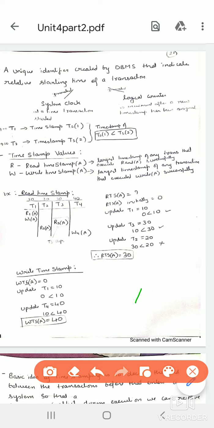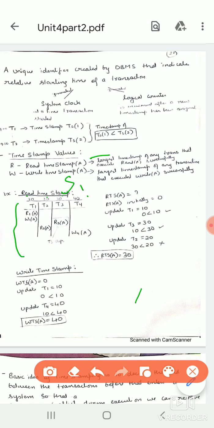So see here, write timestamp. Here it is the largest timestamp for any transaction that executes write of A successfully. For this, I'll take an example. There is one schedule here, S1, with 4 transactions: T1, T2, T3, T4. T1 is associated with value 10, T2 with 20, T3 with 30, T4 with 40.